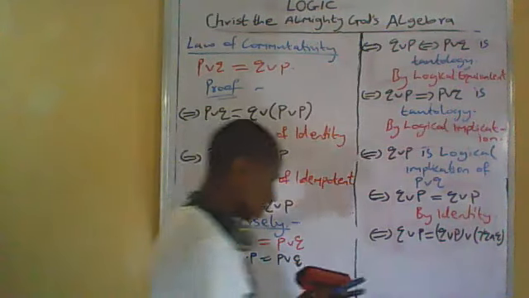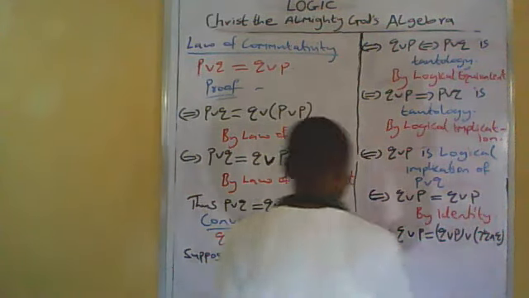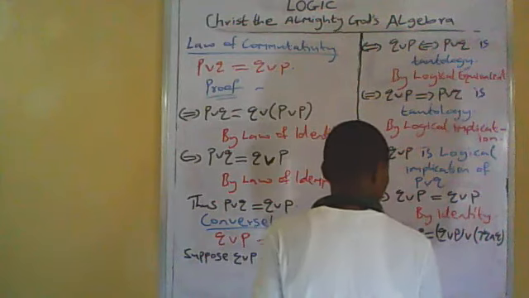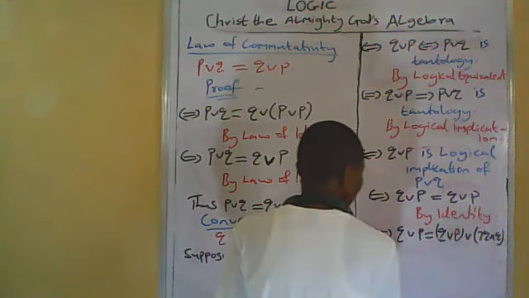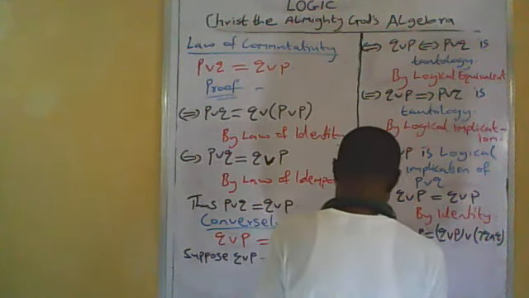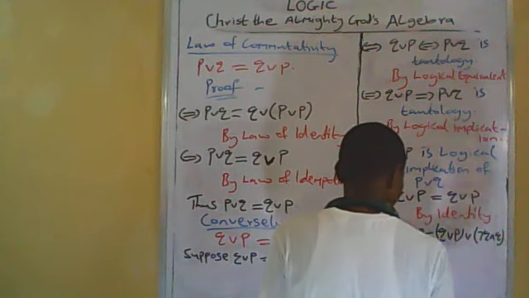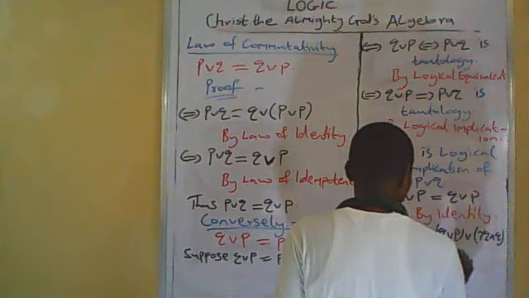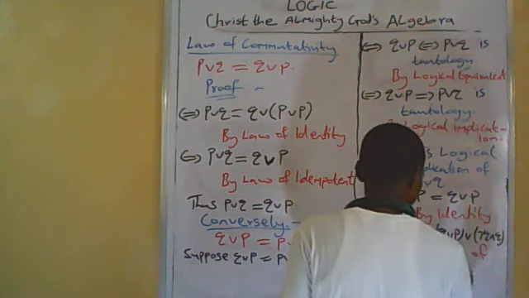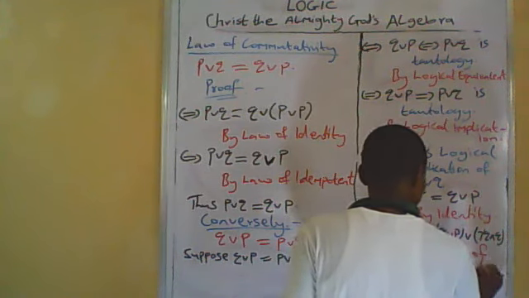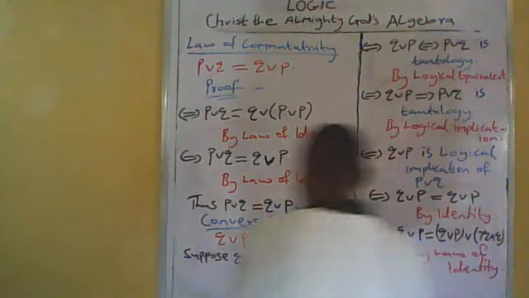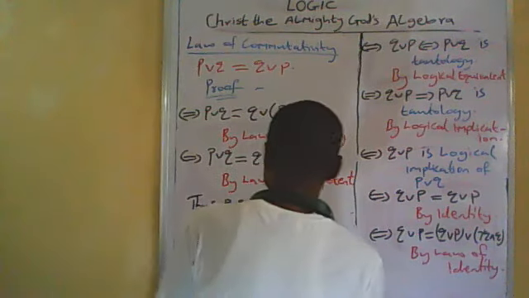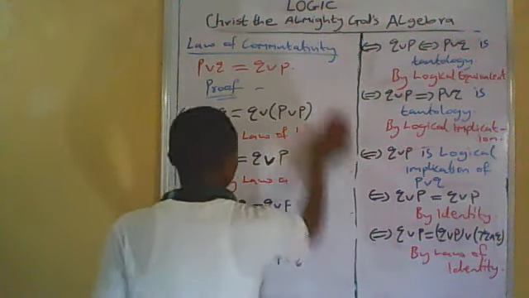So we say that if and only if, this is being justified by law of identity. We then continue to this side.